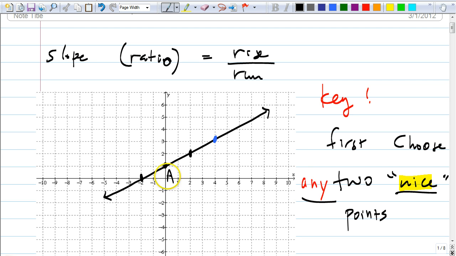I'm going to call it A. Is that okay? Yeah. Somebody give me another point. Yeah, Matthew. Oh, you like 2, 2? Sure. Let's pick 2, 2. As a matter of fact, those are the points I chose. Doesn't matter which points I pick. No. So let's find the slope then. It says slope is ratio of rise over run.